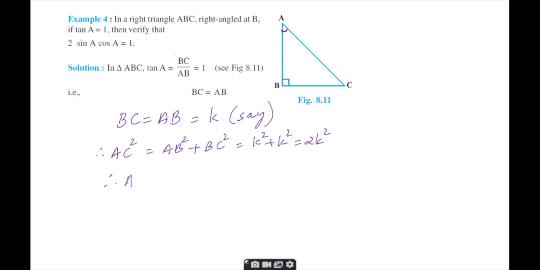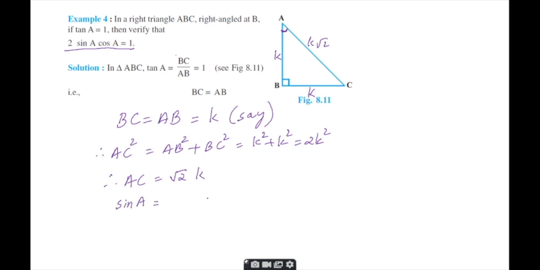Therefore AC is equal to square root of 2 into K, or we can say K into root 2. This is K, this is also K. Now we have to prove this result. So let us find sin A.